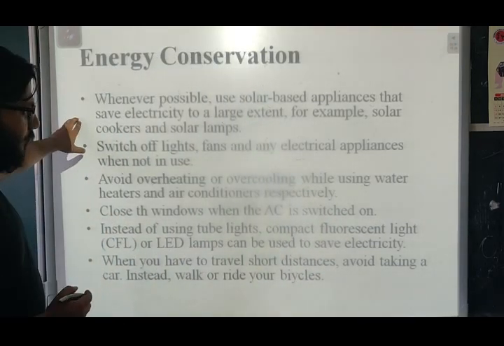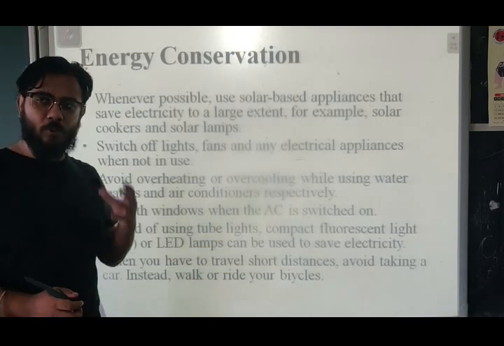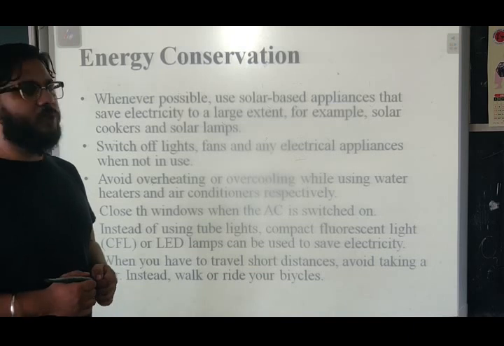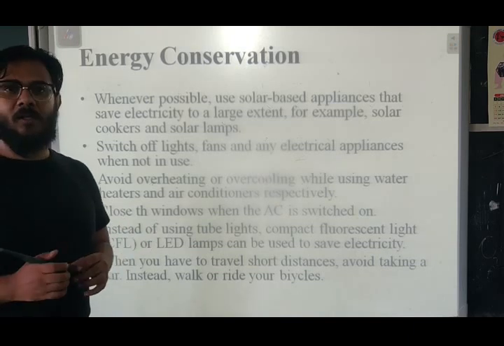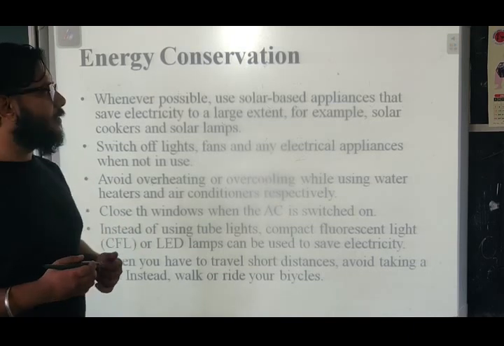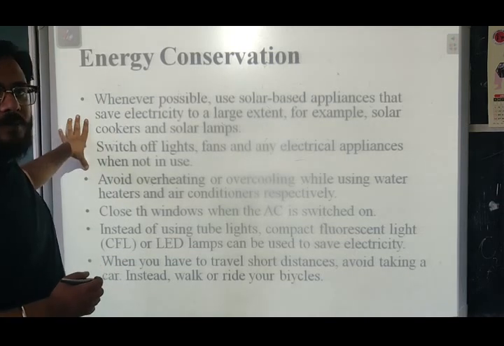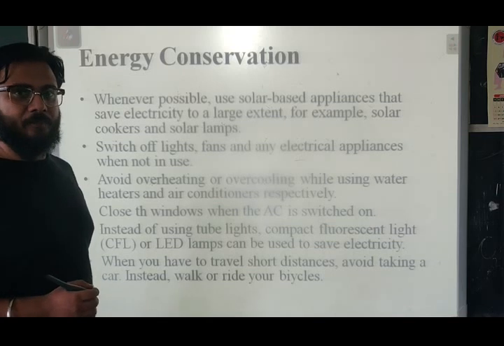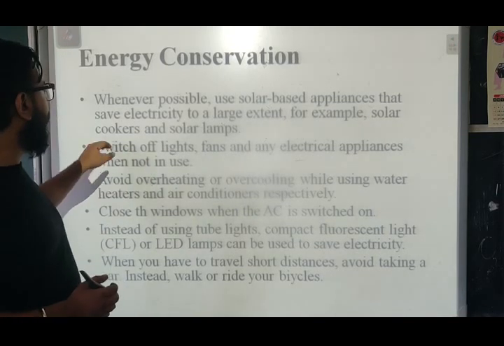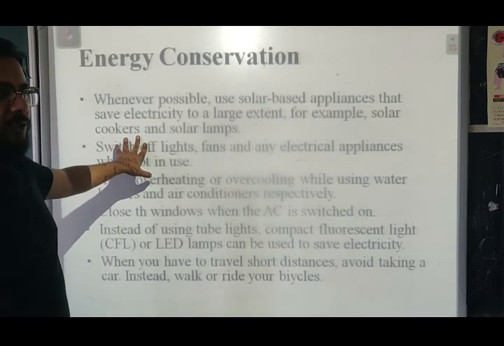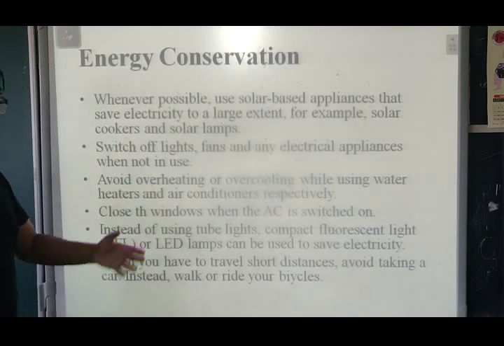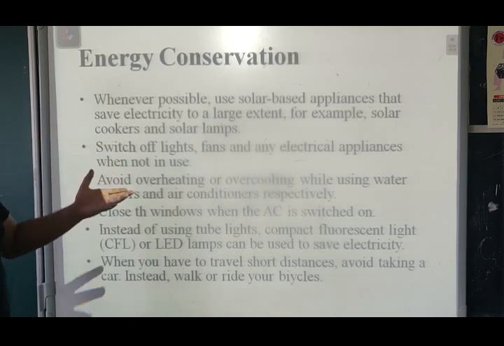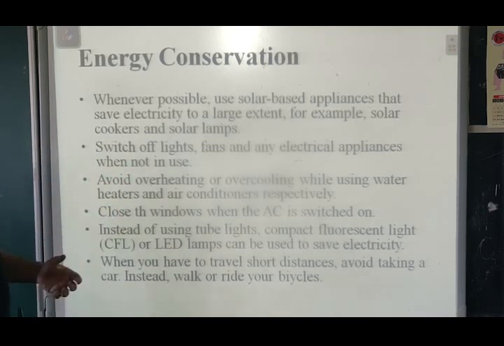First one is, whenever possible, we use solar-based appliances. We use appliances which use a renewable source of energy, that is the sun. This saves up electricity to a large extent. For example, solar cookers and solar lamps. We can use these to save up energy. Next one is, we can switch off lights, fans and any electrical appliances when we're not using them.